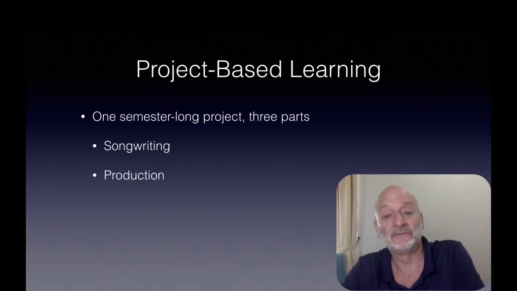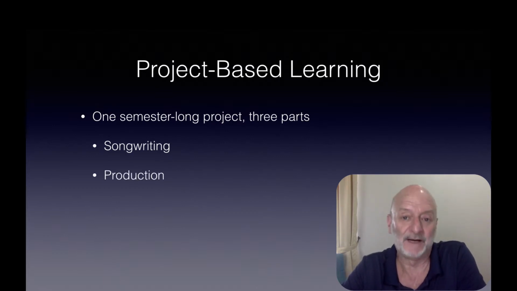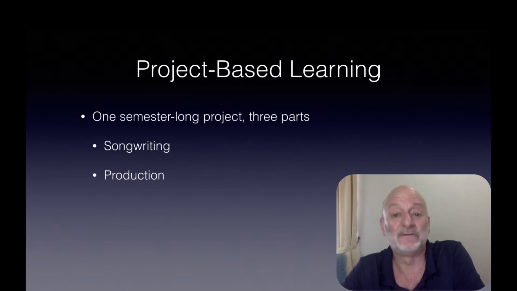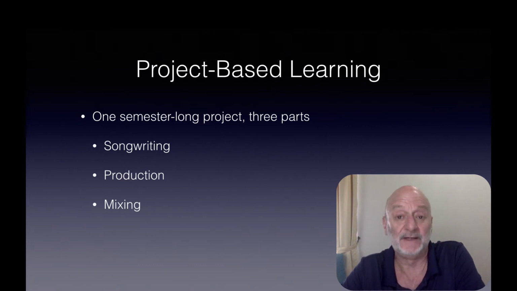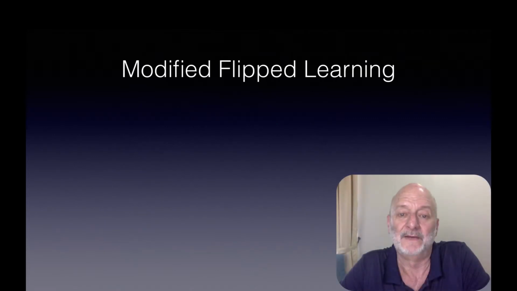The producer is responsible really for getting the record made. And then finally, when they're done with that, they hire a mixing engineer, a third student. And so each one of the groups has 3 students in it, and each student is in 3 different groups in 3 different roles.